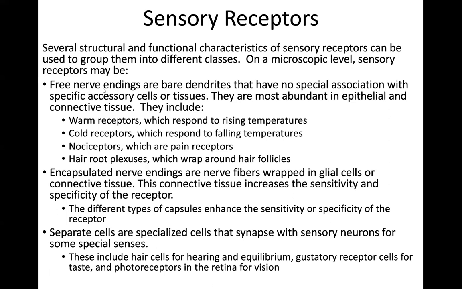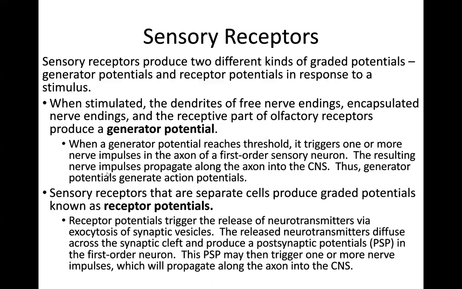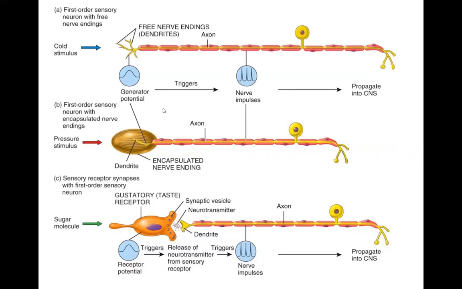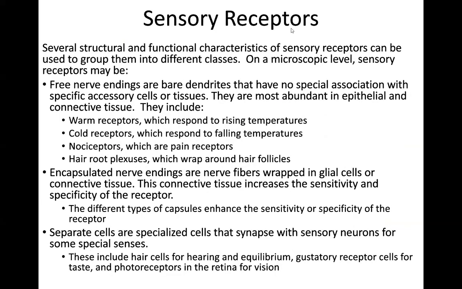The first two, free nerve endings and encapsulated nerve endings, are basically the same thing with one slight difference. In the case of free nerve endings, it's just the dendrites of that unipolar neuron where they're uncovered. Whereas with an encapsulated nerve ending, the dendrites have a capsule around them. Pretty simple difference there, right? Okay. We find free nerve endings abundant in places like our epithelial and connective tissue. So you'll find them like in your skin or inside like the lining of your mouth.